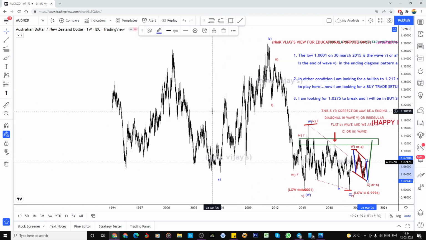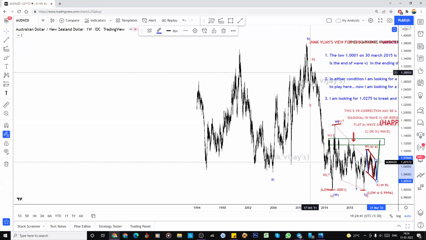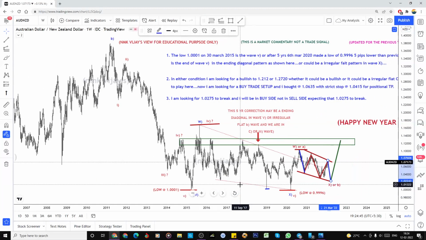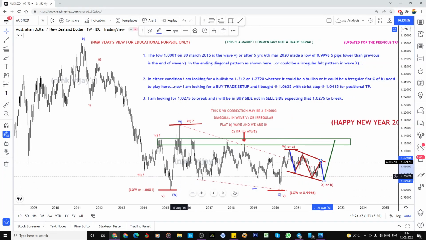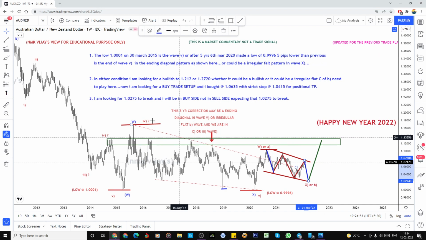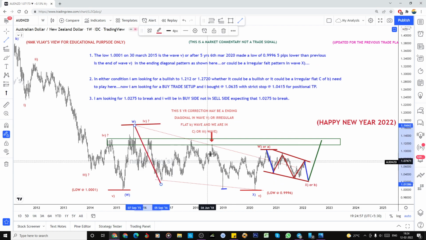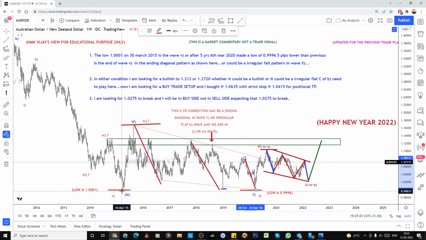Look at this. This is the A, this is the B, and C is the expanded flat. So 1 2 3 4 5, or this is that 1 2 3, and this is the expanded flat fourth, and the fifth is also looking like an ending diagonal pattern, meaning this is the 1, this is the 3, this is the 5, and it has already broken this low.